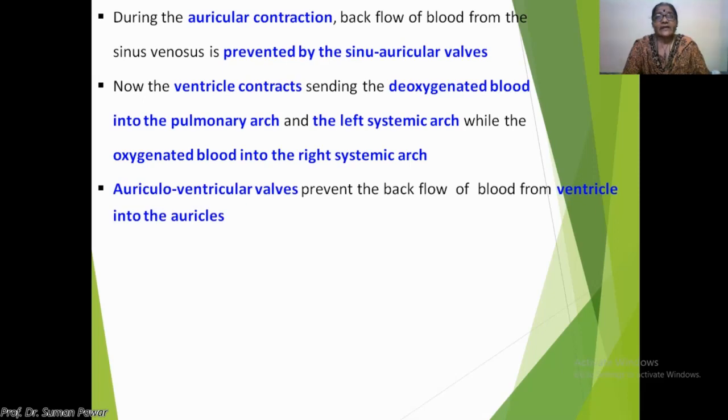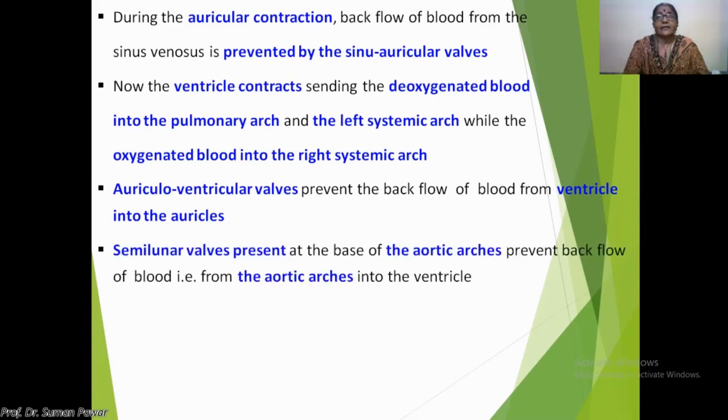The auriculoventricular valves prevent the backflow of blood from the ventricle into the auricles, and the semilunar valves, which are present at the base of all three aortic arches, prevent the backflow of blood, that is, the blood should not enter from the aortic arches back into the ventricle.